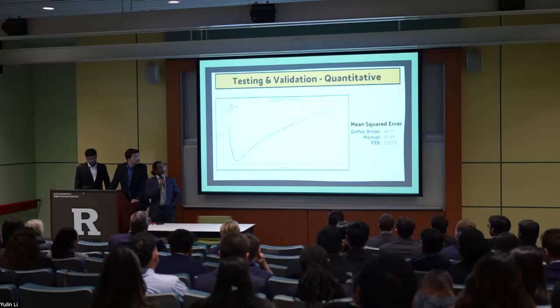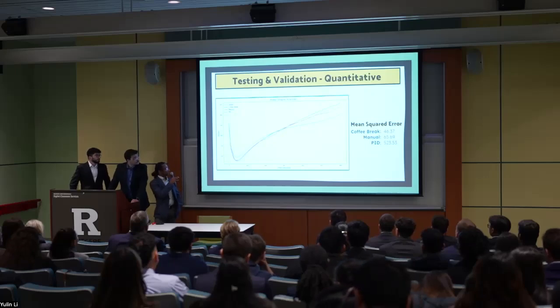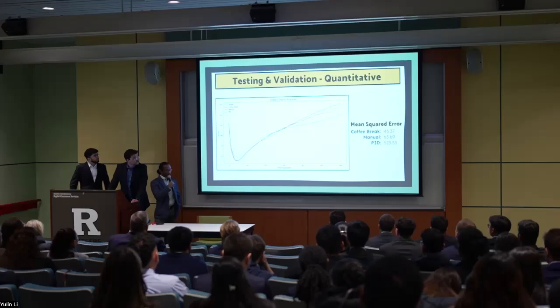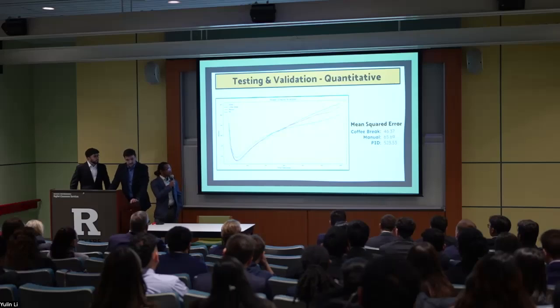Next slide. And based off of that, we did some tests. We did a roast for a target roast, essentially, and that was our control group. And then after that, we tried to replicate the same roast with our system, and then we tried to replicate it manually, and then with the PID controller. We did a mean squared error analysis on it, and we found that ours was the lowest, as you can see over there.